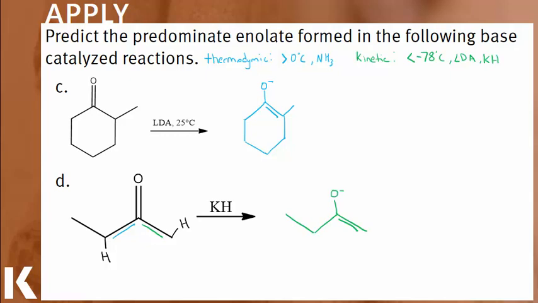That covers the base catalyzed keto-enol tautomerization. So not only should you feel comfortable with drawing the mechanism, but also predicting the product that will be favored in a reaction.